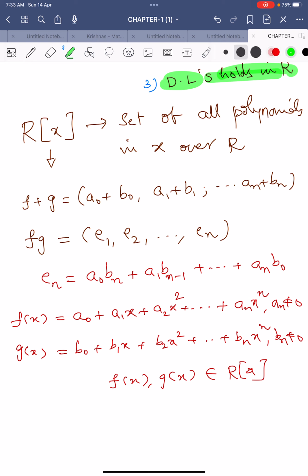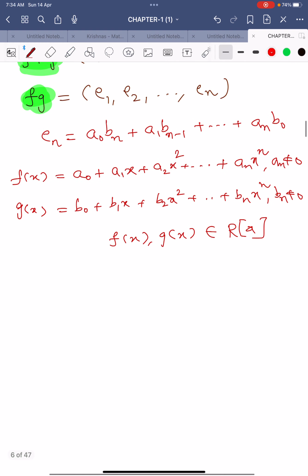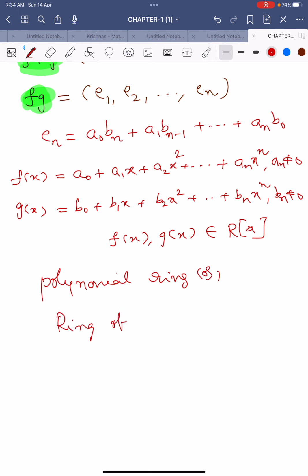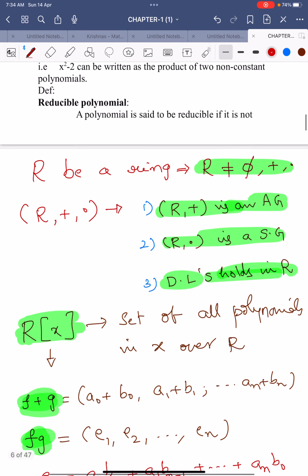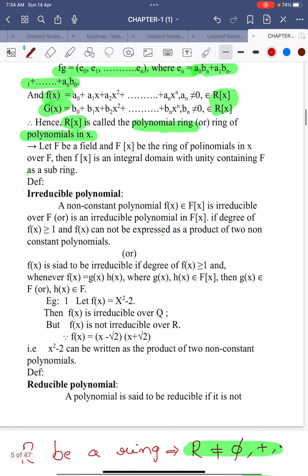With respect to polynomial addition f plus g and polynomial multiplication fg, the set capital R of x forms a ring with respect to these two operations. This ring is known as polynomial ring, or ring of polynomials. Remember the symbol R of x: R of x represents the ring of polynomials.